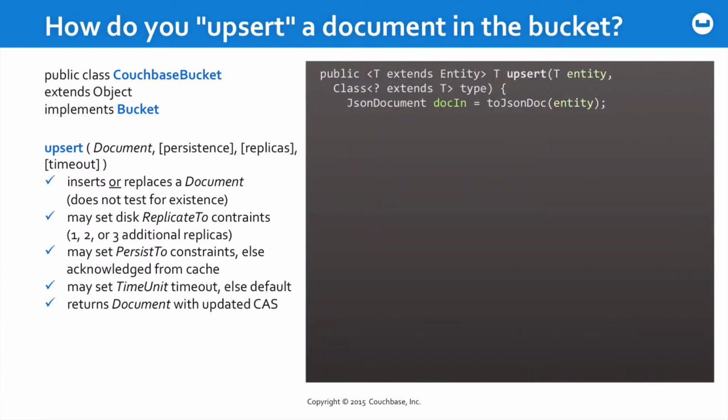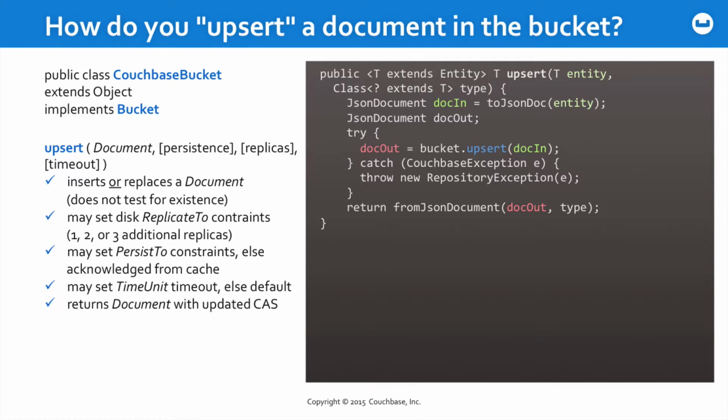In code, it might look like this. So you have some local data object, some entity, which gets translated into a JSON document, and then that document is simply passed to the upsert method. Of course, you could set other parameters here. I'm sure you can imagine that. And then you get back the updated document with the updated check and set value. You then pass that document into the rest of your application with whatever is appropriate.